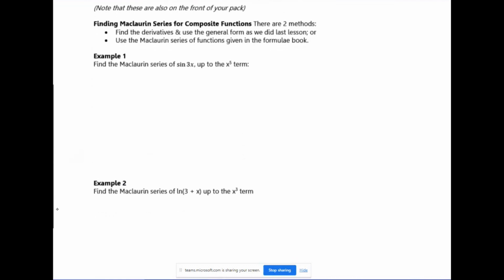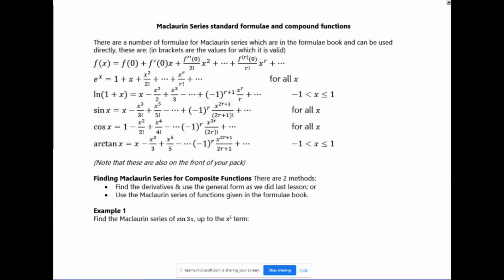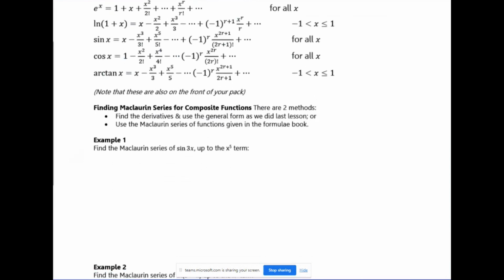So this is a similar example to what we did to start off with. So find the Maclaurin series of sine 3x up to the x to the 5 term. We're not going to do this from scratch. We're going to do this using the standard formula. So on the formula sheet, you get given that sine x is equal to this. So all I need to do is replace x with 3x in that formula.